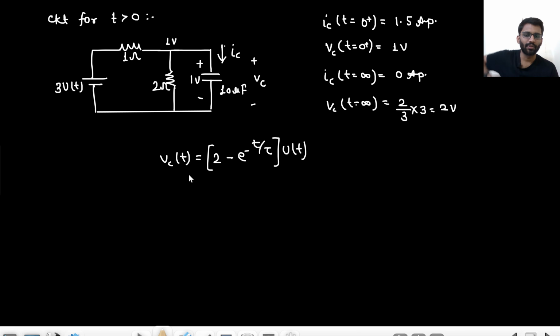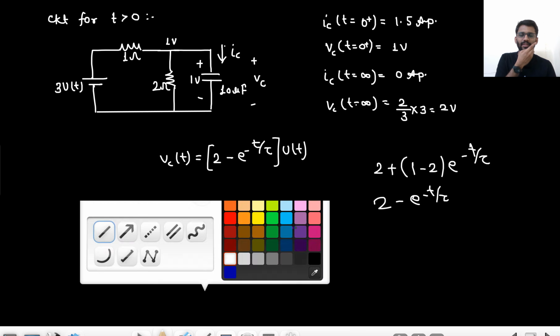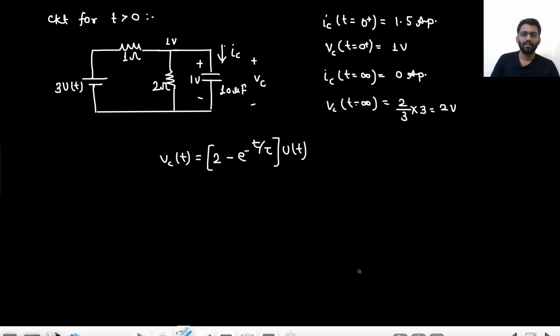At t equals to 0 it is giving me 1 volt, and at t equals to infinity it is giving me 2 volt. I just use that formula: 2 plus (1 minus 2) e to the power minus t upon 2. It will give me 2 minus e to the power minus t upon 2. This is what I used here.